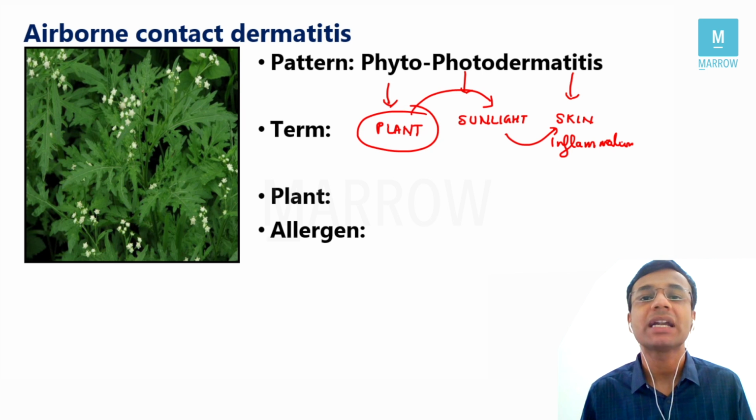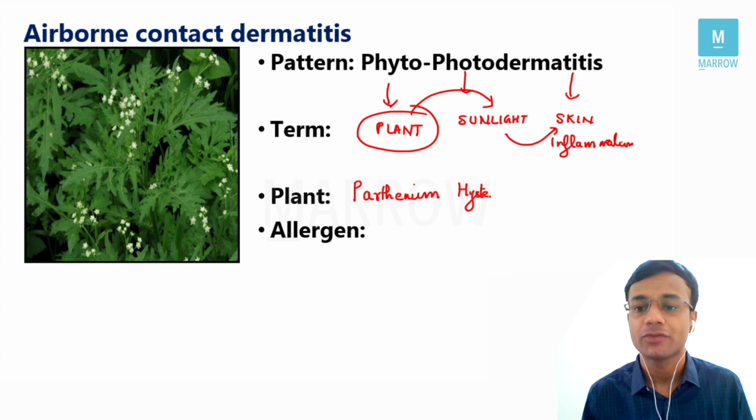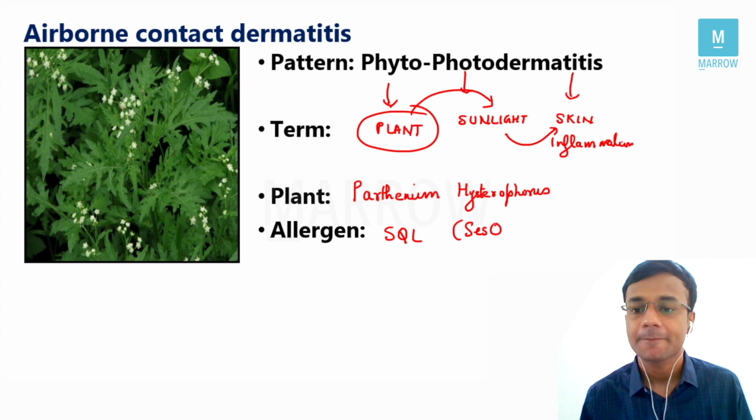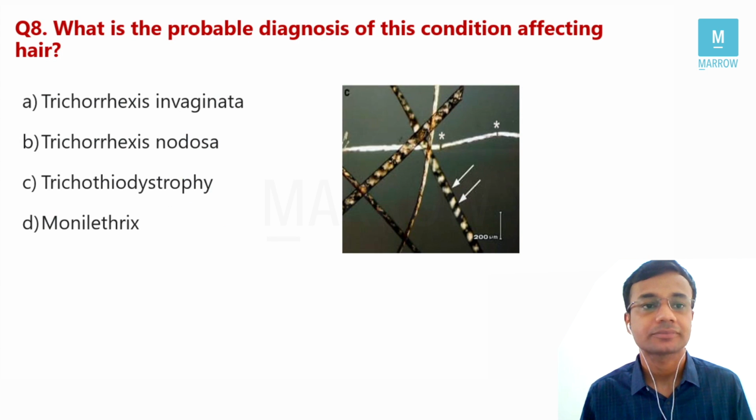The most important plant in India, which you can see in the image here, which triggers this reaction, is called Parthenium hysterophorus. And the name of the allergen in Parthenium is also important. It's called SQL, which stands for cis-sesquiterpene lactone. So cis-sesquiterpene lactone is the most important allergen which is located in Parthenium.